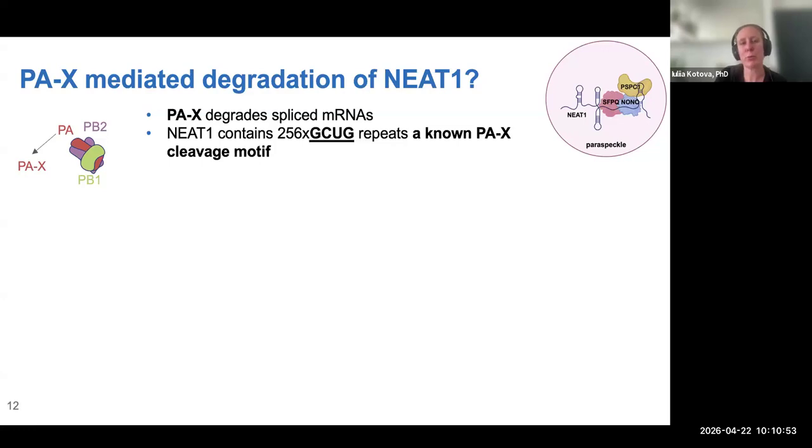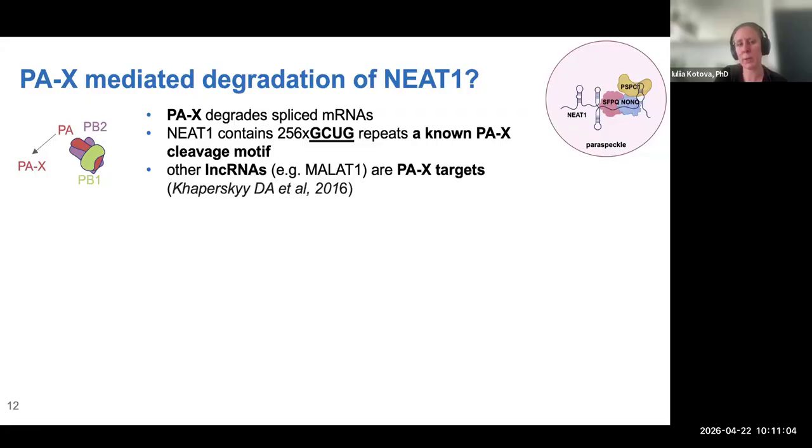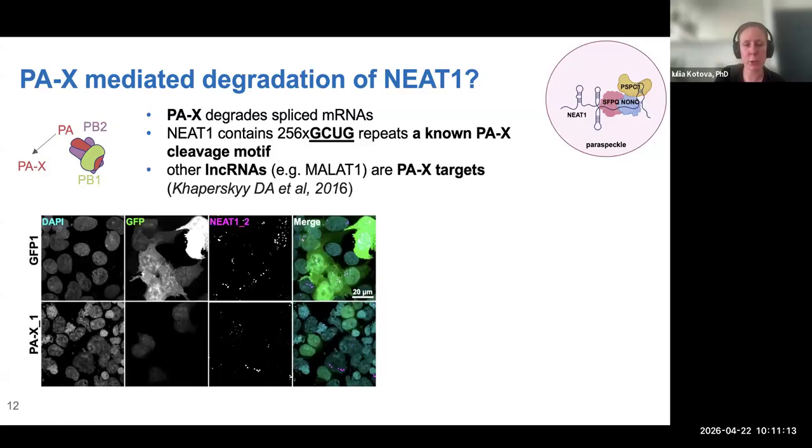And we also know the binding motif of PA-X, and we could see that NEAT1, though not shown before as being a target of PA-X, has this binding motif. Moreover, other long non-coding RNAs were also shown before to be targeted by the PA-X protein. So in the next step, we overexpressed specifically this PA-X isoform, and we could also see that the cells that are positive for this protein also don't have paraspeckles.